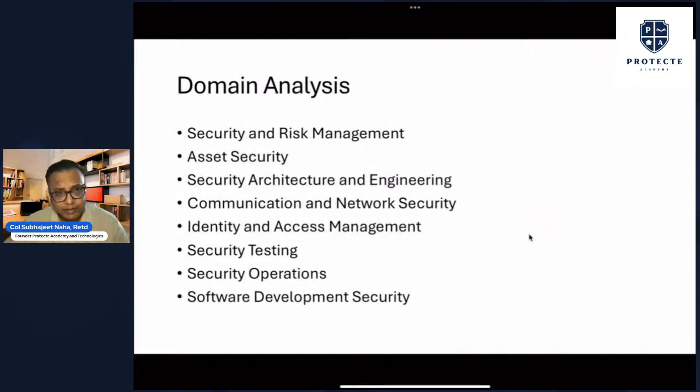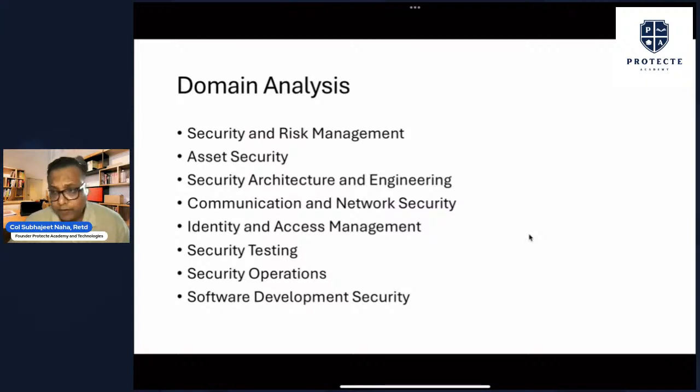Once we look at the CISSP certification exam, I'll come to the minor details later. You should understand the 8 domains. What are these 8 domains? How do they relate to each other? That's very important. When I was preparing for CISSP, there were not enough resources available. There was no one to explain. I started preparing on my own.